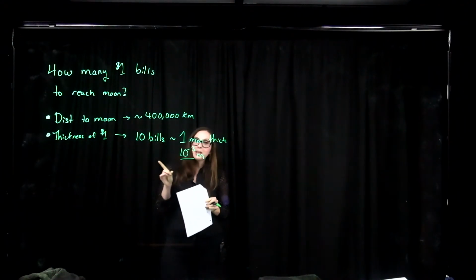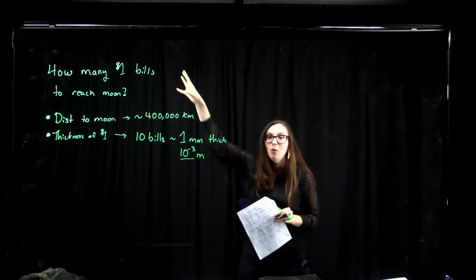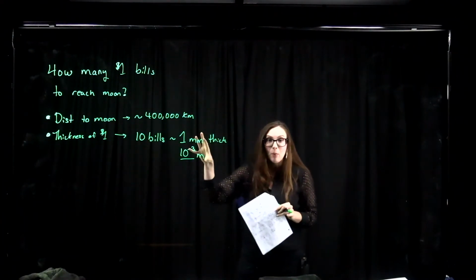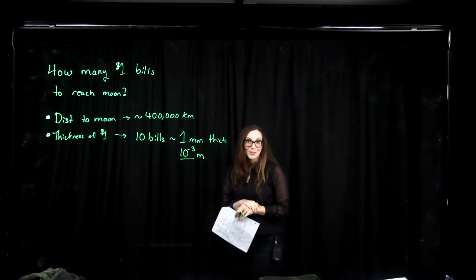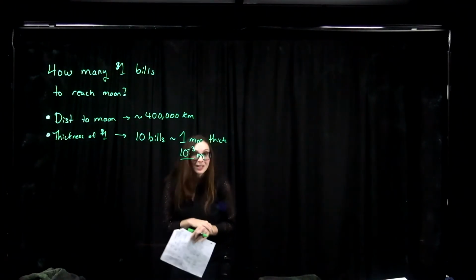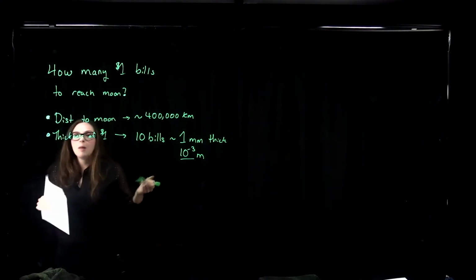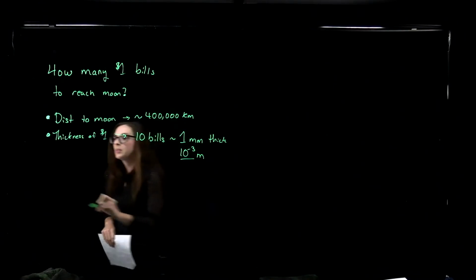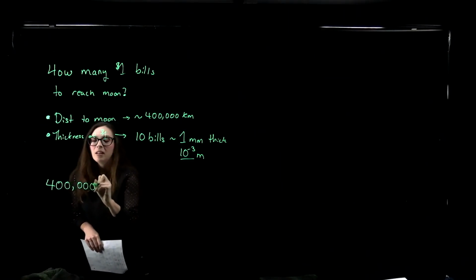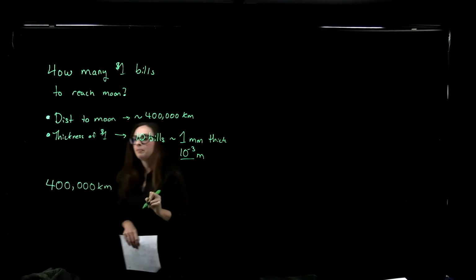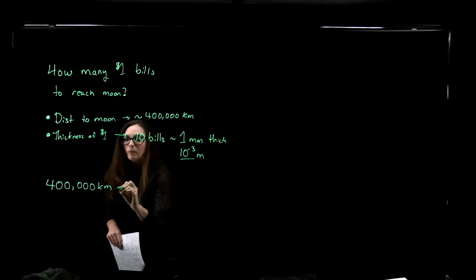So with just that information, we had to ask ourselves, what information do we need to know in order to solve this problem? Now with that information, we are going to figure out an order of magnitude estimate. How many $1 bills could we stack to reach the moon? There are a couple of different ways you could solve these problems, but I'm going to start with one of the things that I know, which is that the distance between the Earth and the moon is about 400,000 kilometers.